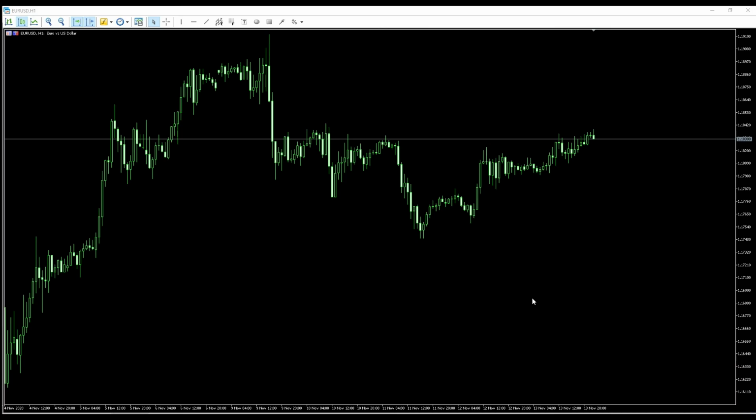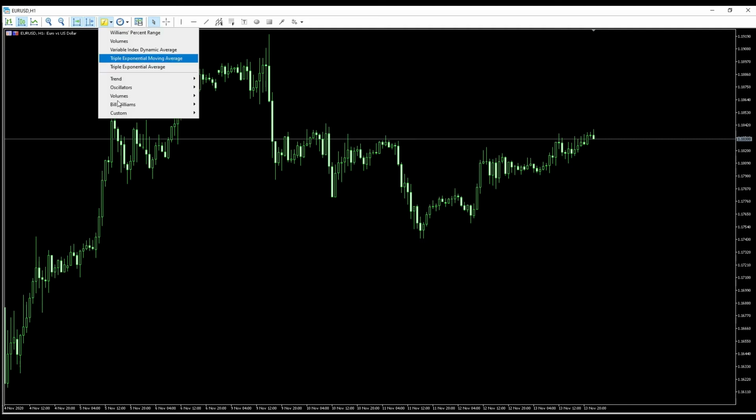So here's our chart, right? Today is actually the 15th of November. It's a Sunday, so markets are closed. This is the best time I like to analyze the markets. So this is how we simply do it.